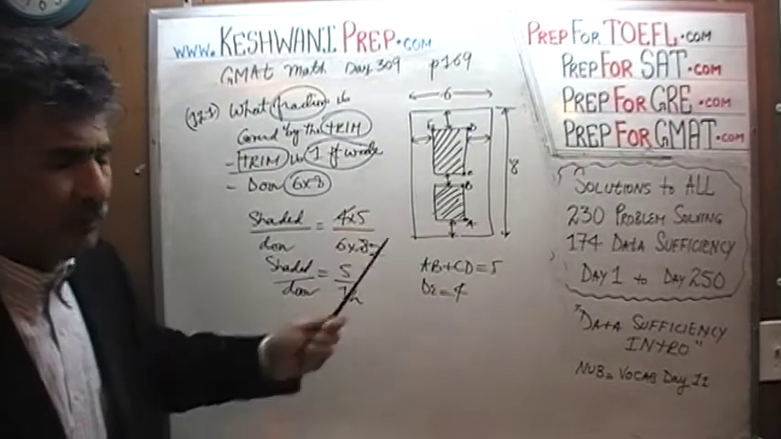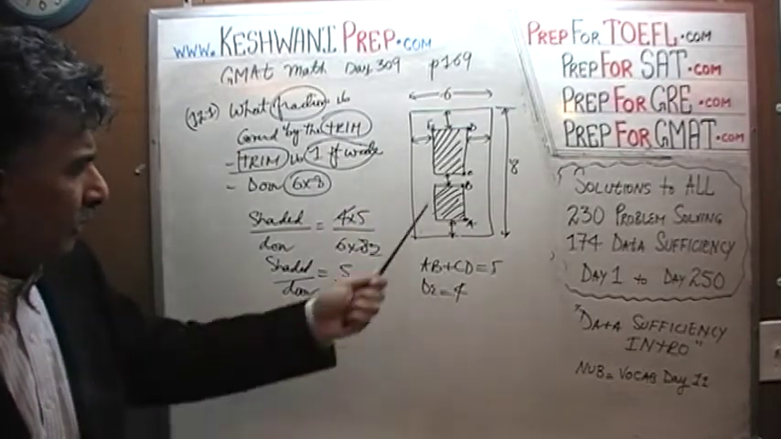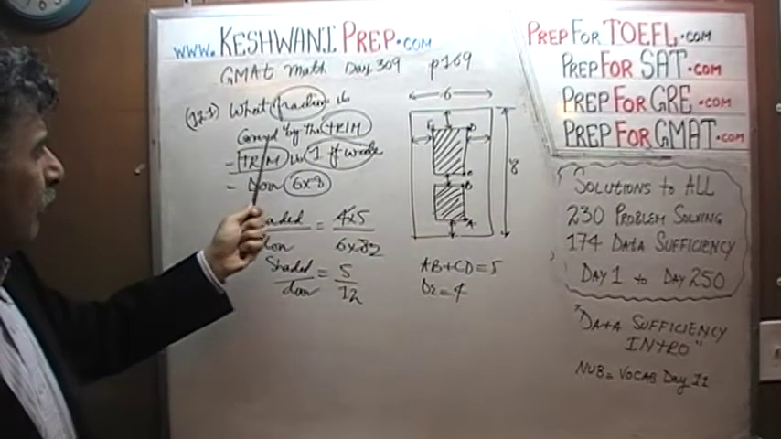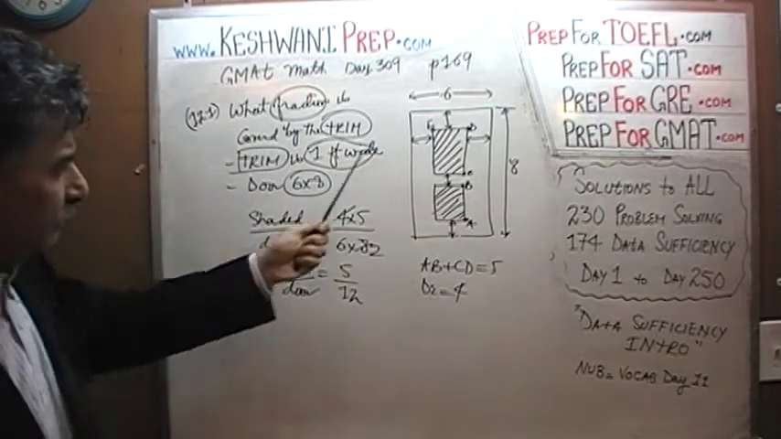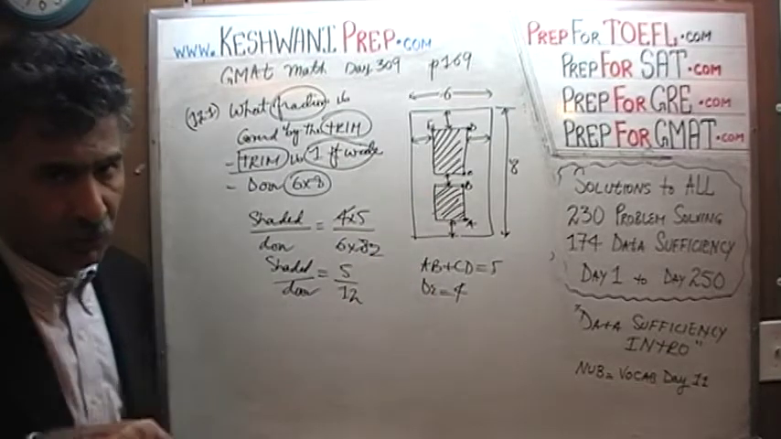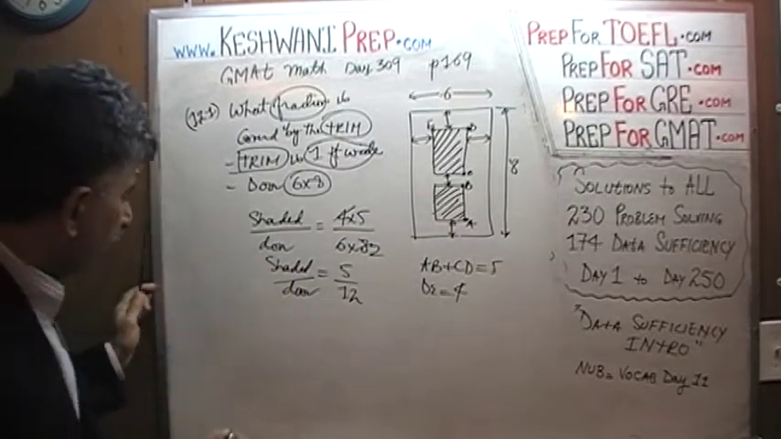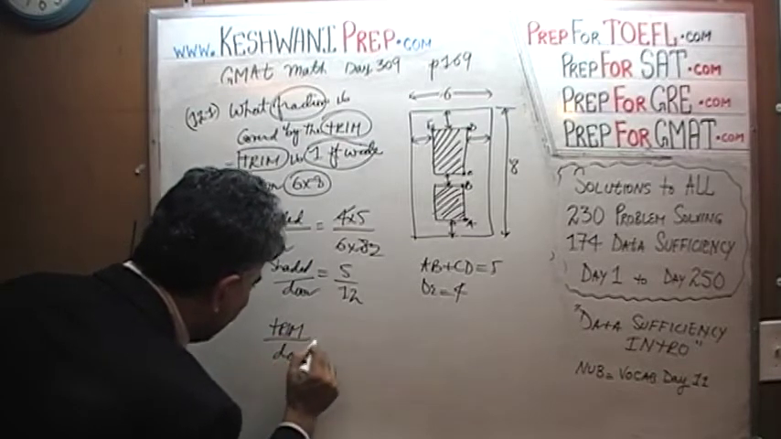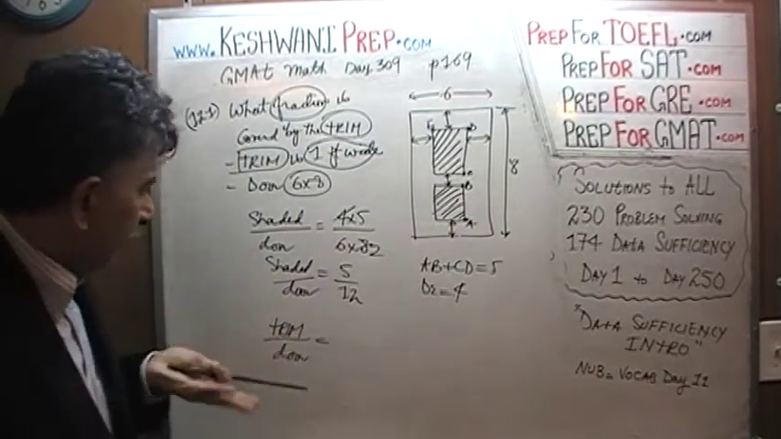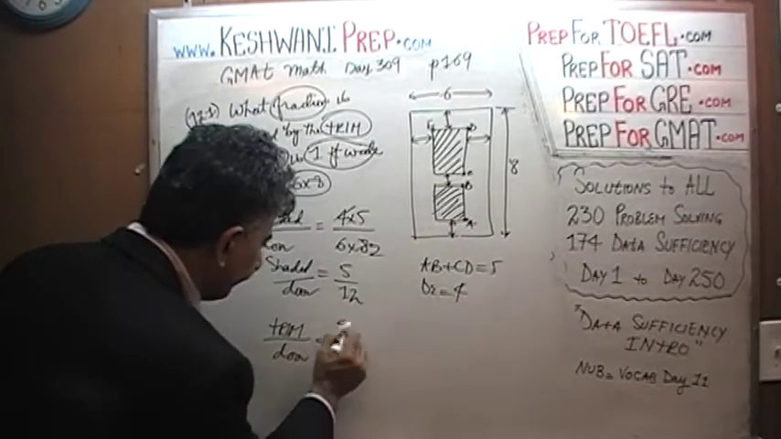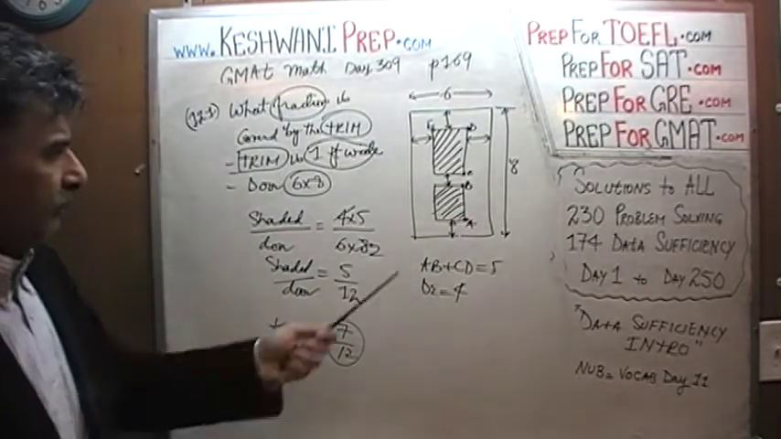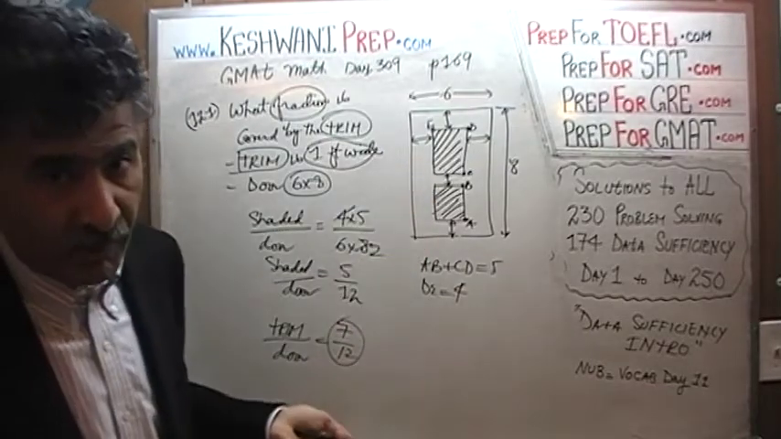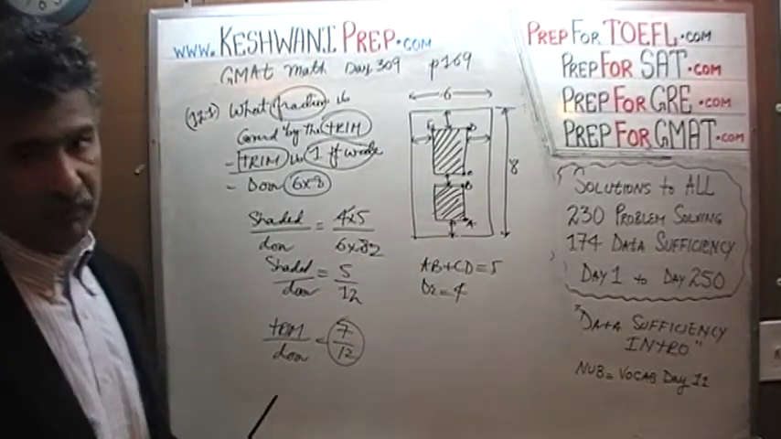This is the shaded area, but we're not interested in what portion of the door is the shaded area. The question is asking what fraction is covered by the trim. The trim is all the outside that I have not shaded. We are doing it in reverse order. So the trim over the door has to be whatever is left over. This is 5/12, so it has to be 7/12, obviously. That's all. If this portion is 5/12 of the total, then the rest of the stuff, which is the trim, has to be 7/12. That's one way of doing it.